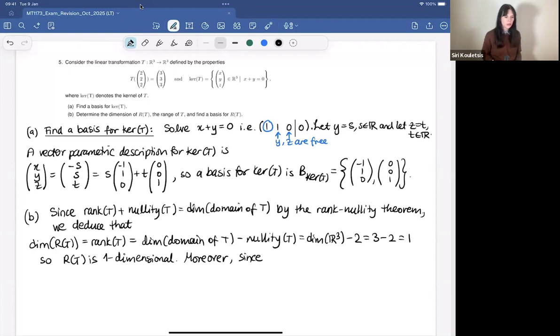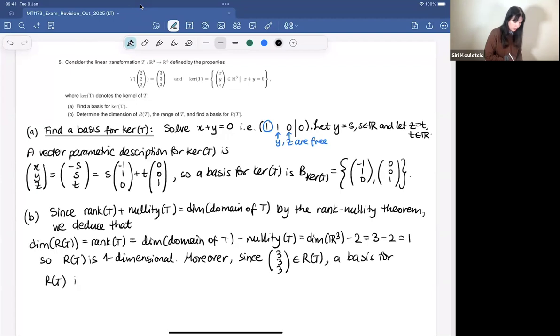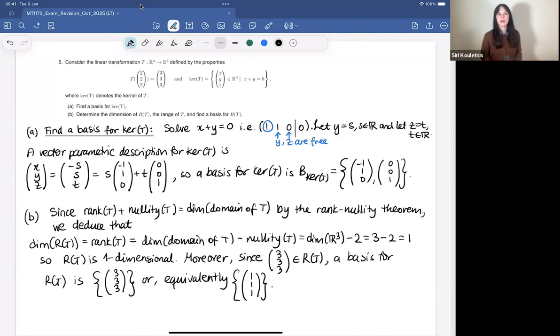And moreover, we're given the piece of information that (3, 3, 3) is in the range of T. Therefore, a basis for the range of T is, you can either take the set containing the single vector (3, 3, 3), or equivalently the vector (1, 1, 1).